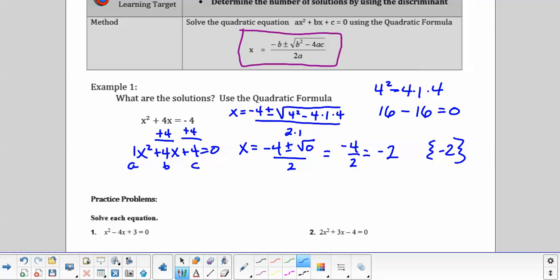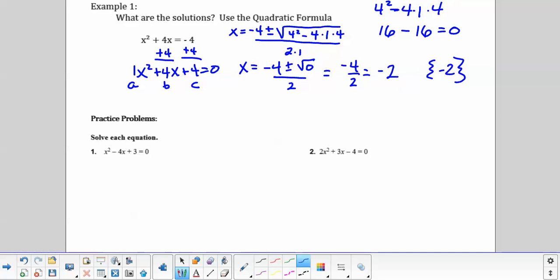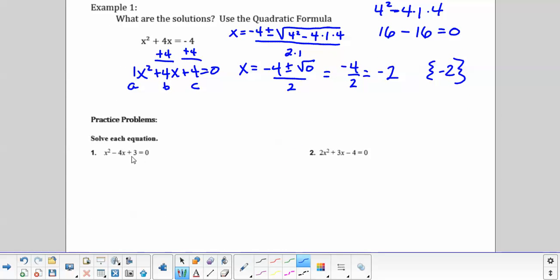Okay, let's try another problem together. In problem 1, we already have one side equaling 0. So I can start off with my a is 1, my b is negative 4, and my c is 3. So I'm going to plug back into the same formula.